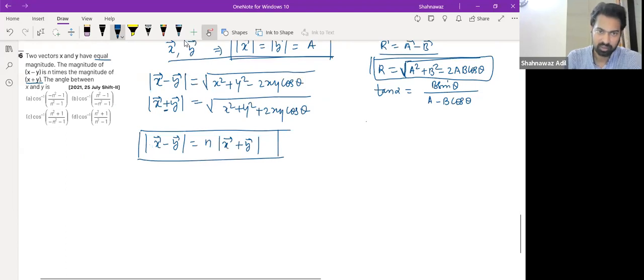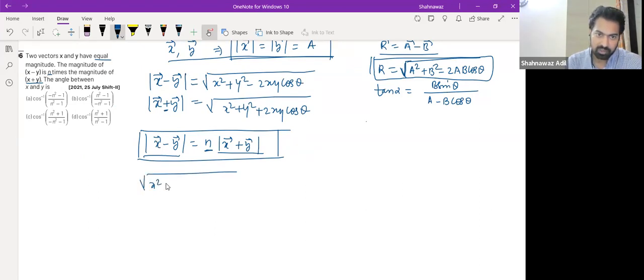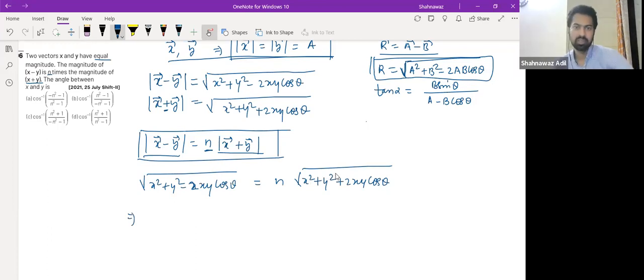So the magnitude of x minus y is n times the magnitude of x plus y. Is this part clear? So we can write the magnitude: this is root of x square plus y square minus 2xy cos theta equals n times root of x square plus y square plus 2xy cos theta. So we can take the square on both sides.